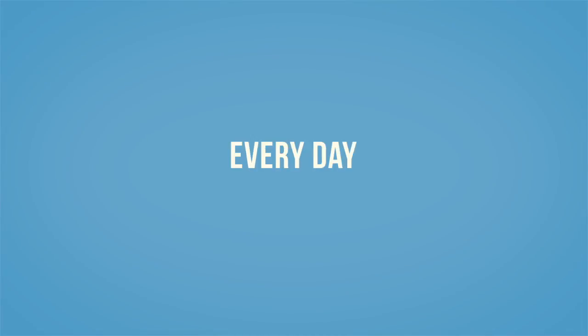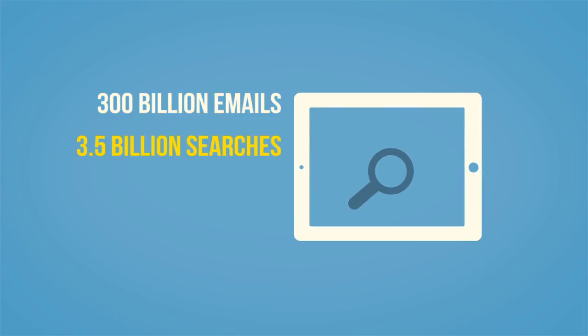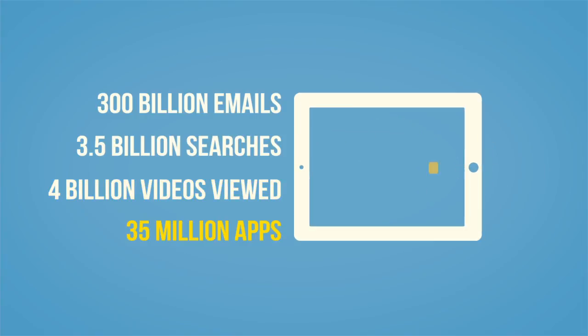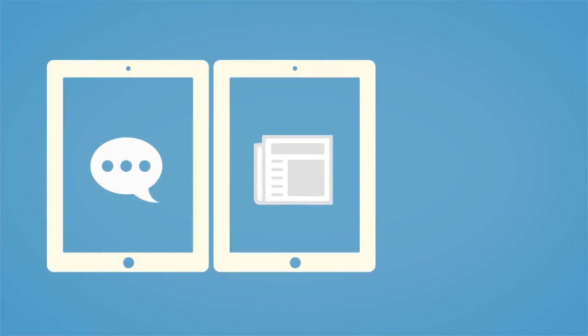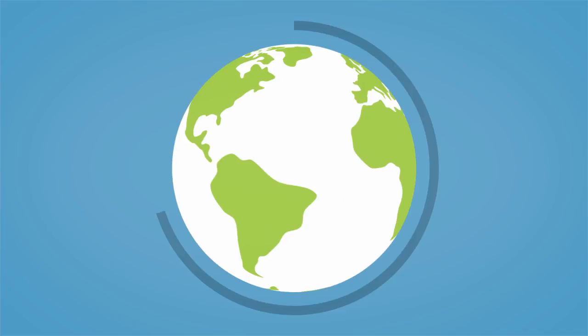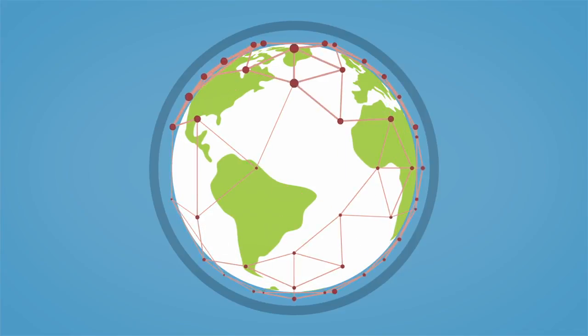Every day on the internet highway, 300 billion emails are sent, 3.5 billion Google searches are made, 4 billion videos are viewed on YouTube, 35 million apps are downloaded. Internet has found its way to every aspect of our lives. It has given us new ways to communicate, access to endless flows of information, handy tools that make our lives easier. It makes you wonder how it has become possible that all this data travels back and forth within seconds around the world, day after day after day.